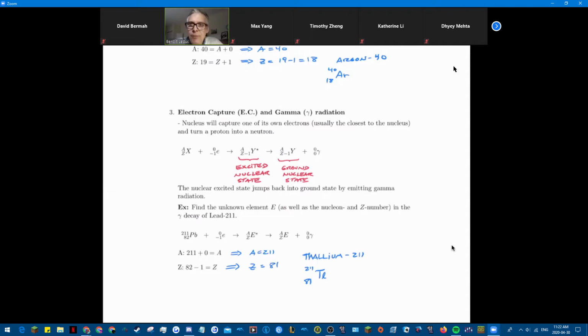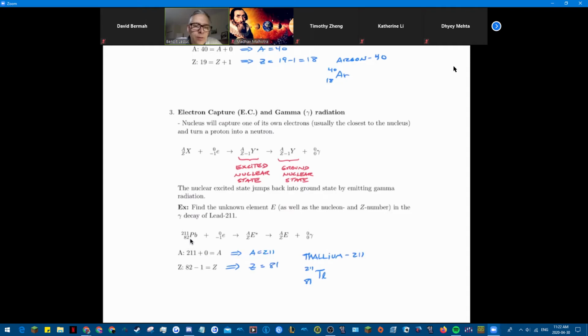Yeah, Madhav. In this case, how come the Z number goes from 82 to 81? Because by conservation of charge, you start with 82 protons, it gobbles up an electron, so 82 protons minus 1 electron. So 82 minus 1 will give you 81, right?